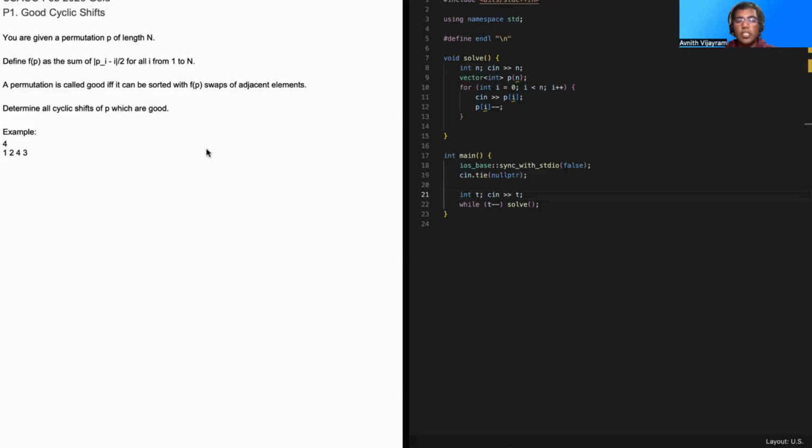And you'll call this permutation good if and only if it can be sorted with f of P or fewer swaps of adjacent elements. And your goal is to determine which cyclic shifts of P are good.